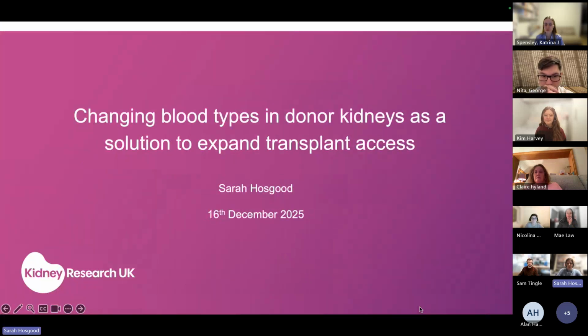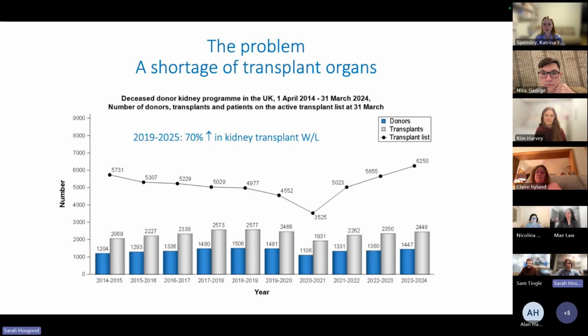Okay, so I'm going to talk about changing blood types in donor kidneys as a solution to try and expand transplant access. One of the big problems in transplantation is the shortage of organs.